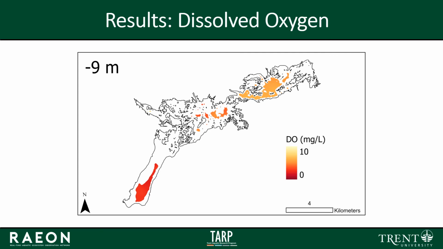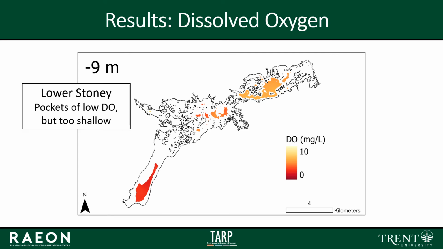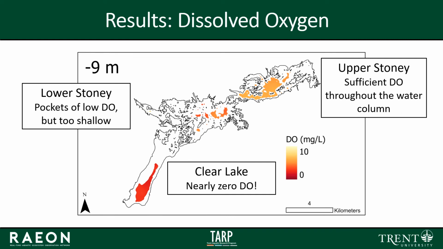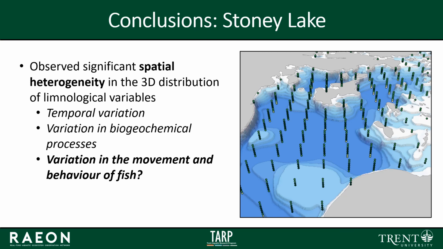If we go around the lake, we can see that there are some pockets of low dissolved oxygen in Lower Stoney, but for the most part, Lower Stoney is too shallow for thermal stratification to occur. So the entire water column is connected with the atmosphere. If we go to the deeper Clear Lake, we can see that at the bottom here, there's nearly zero dissolved oxygen. And when we move to Upper Stoney, even though it is thermally stratified here and much deeper than 9 meters, we see sufficient dissolved oxygen throughout the entire water column.